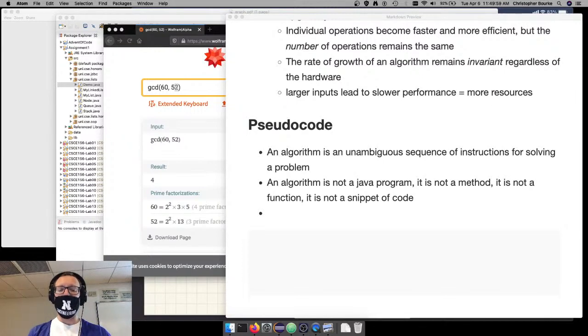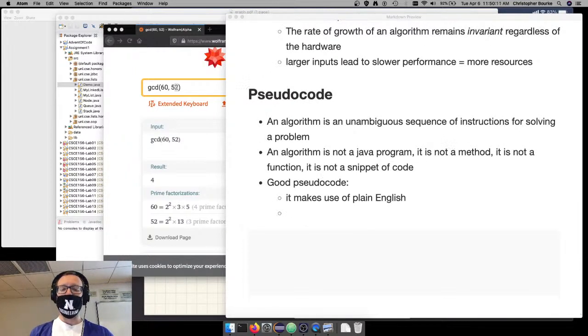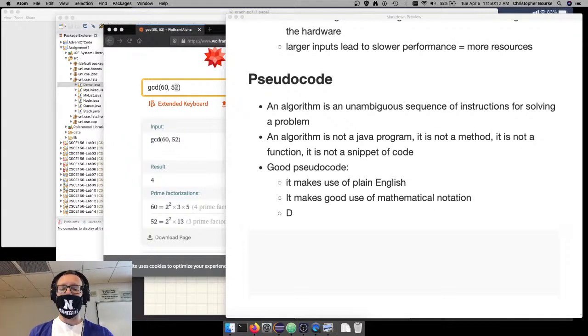Good pseudocode is a way of describing an algorithm. It makes use of plain English when appropriate. It makes good use of mathematical notation. It doesn't have any language-specific constructs.